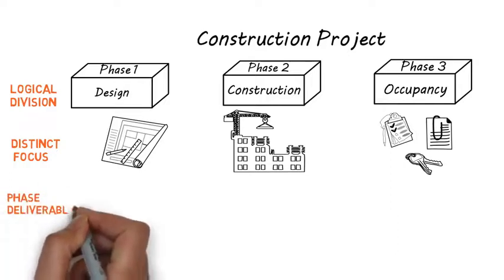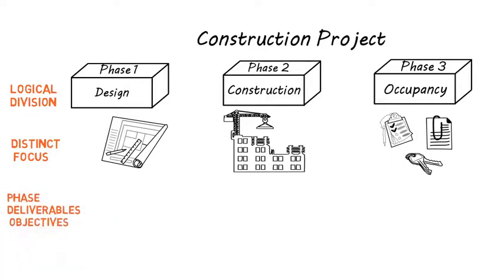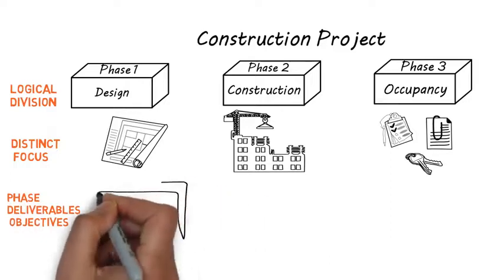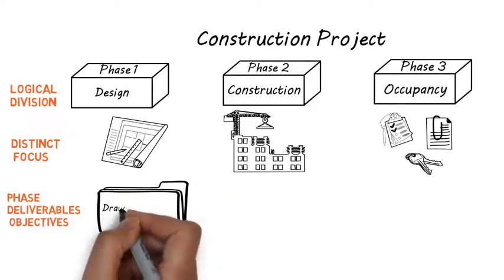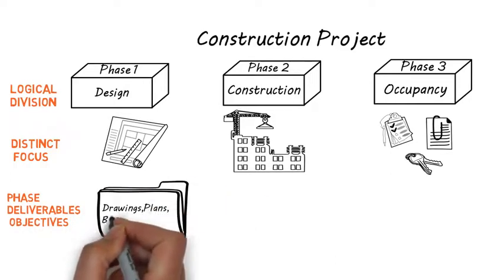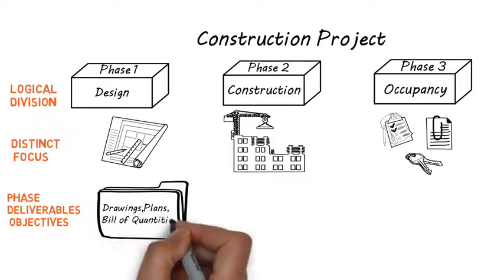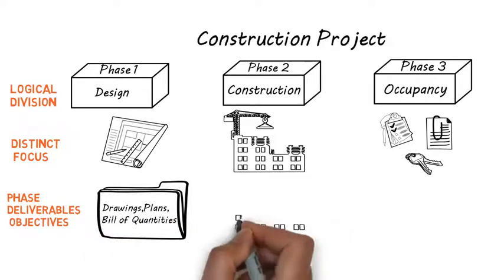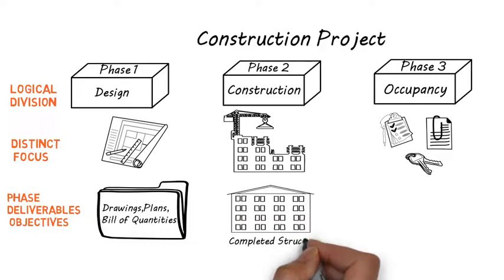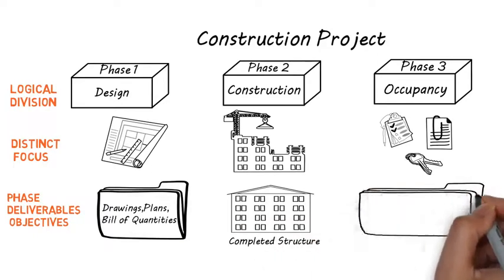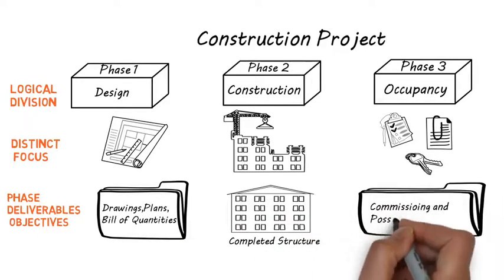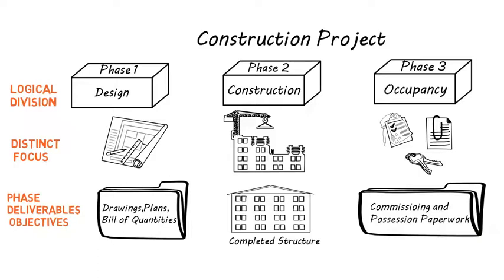Each phase has specific deliverables and objectives to be achieved. Design phase will deliver the schematic drawings, plans, bill of quantities, and other documents. Construction phase will deliver completed structure. Occupancy phase will deliver requisite clearances, commissioning reports, and other paperwork for possession.